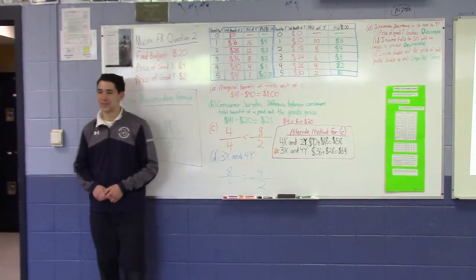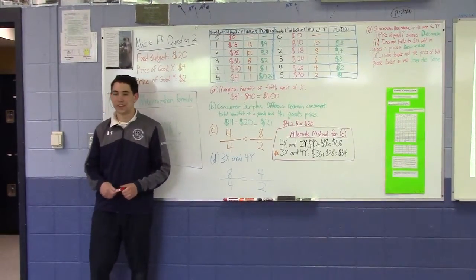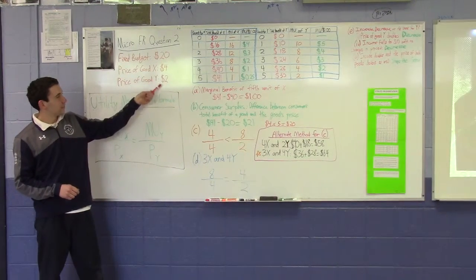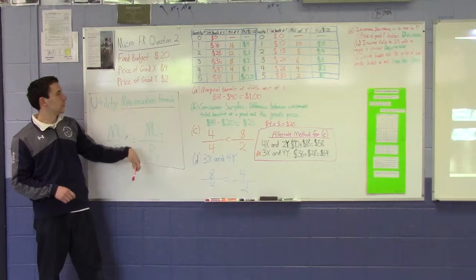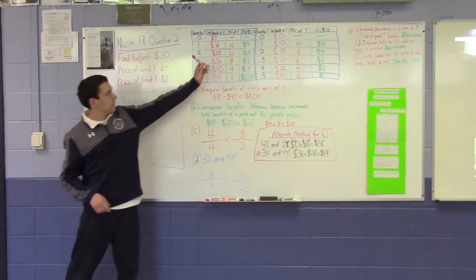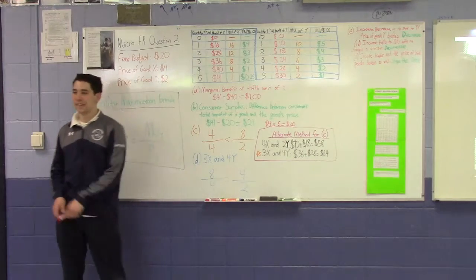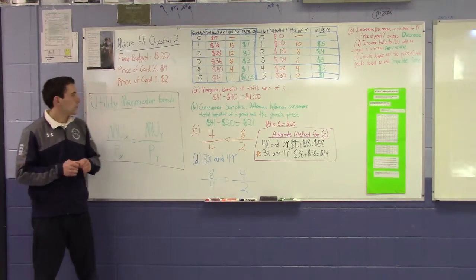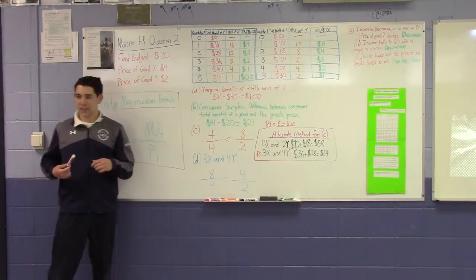Martha has a fixed budget of $20 and she spends it all on two goods, X and Y. The price of X is $4 per unit and the price of Y is $2 per unit. The table below shows the total benefit measured in dollars Martha received from the consumption of each good. First question, what is Martha's marginal benefit of the fifth unit of good X?